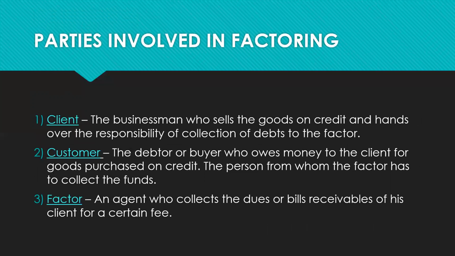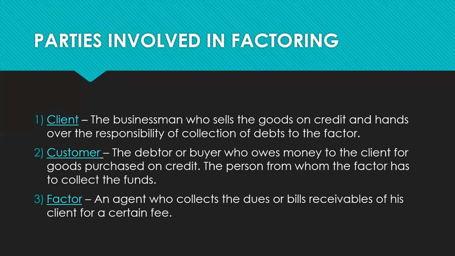So who are the parties involved in factoring? There are three main parties. There's a client, there's a customer, and there's a factor. The client is the businessman who enters into an agreement with the factor, or the client is the person who sells his bills receivable. So we can say that a client is a businessman who sells the goods on credit.